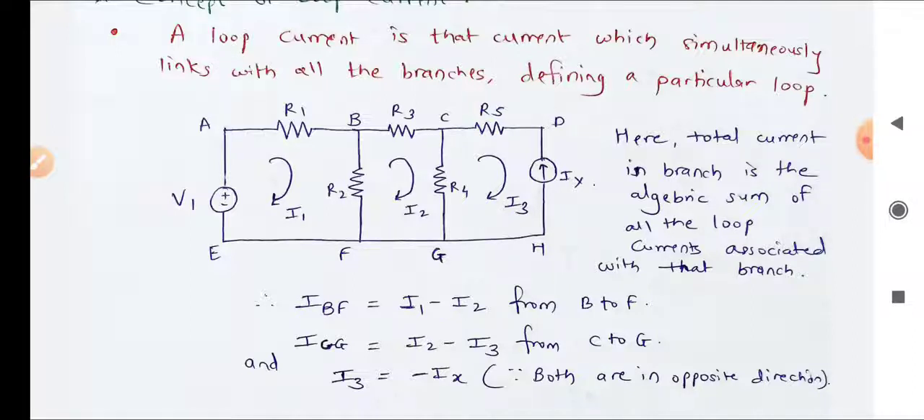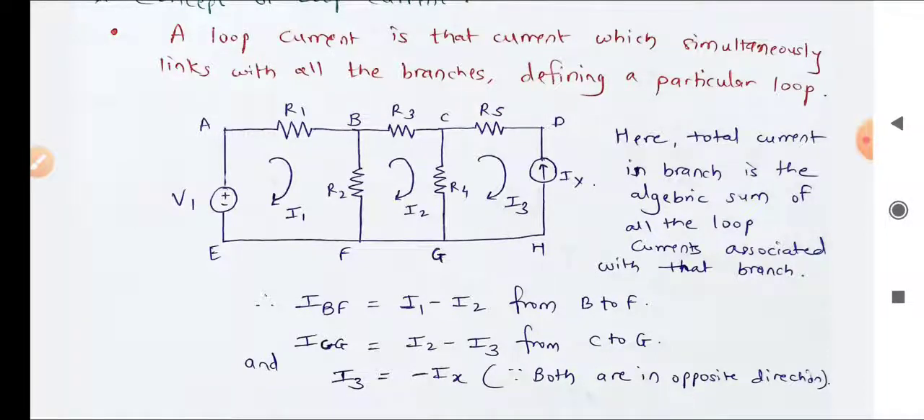Now again, if I am considering the third loop, in that third loop branch DH is present, and in that branch Ix current source is present. Ix current source is in upward direction, while I3, the loop current 3, is in the opposite direction to Ix. So whenever I am considering I3, it is minus Ix because both are in opposite directions. By assuming such loop currents with proper assigned polarities and by using Kirchhoff's laws, we can easily find the loop currents and hence branch currents in that network as well.